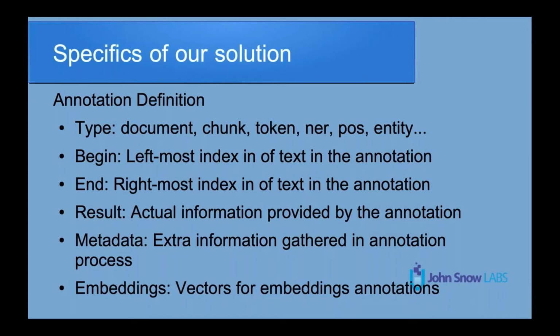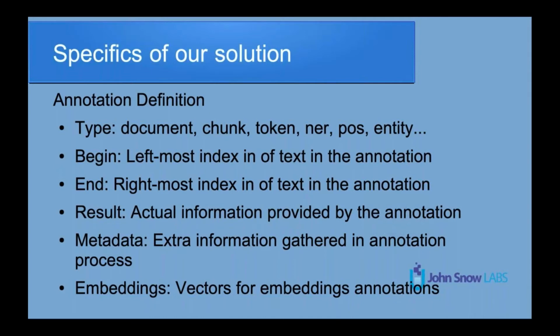You have the document, then you have the sentence, which is actually another way of expressing a document. And then you have the chunk, which is a set of words smaller than a sentence. And then you have the token, which is basically a word. And then you have the most complex types of annotations, which are part of speech, named entity recognizer, resolved entity, and so on.